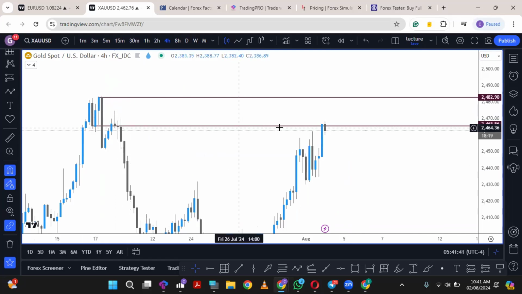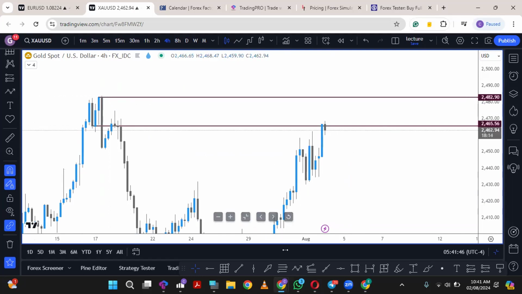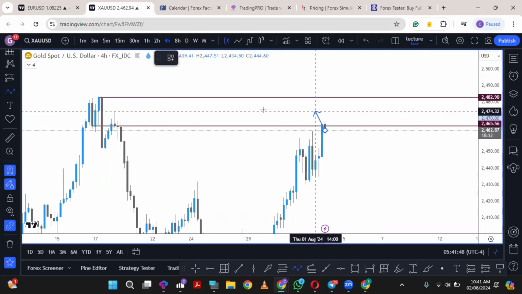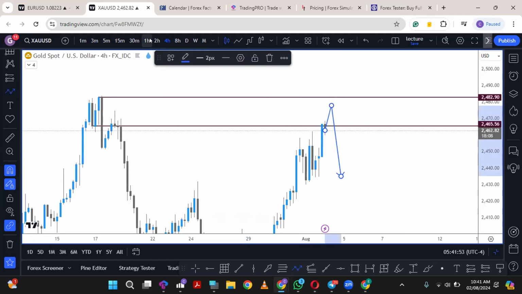Everybody who is selling here, some have put their stop loss here, some have put their stop loss here. So what are they going to do? For them to sell, they will sweep this high. It is after they sweep that high that you start looking for a sell.